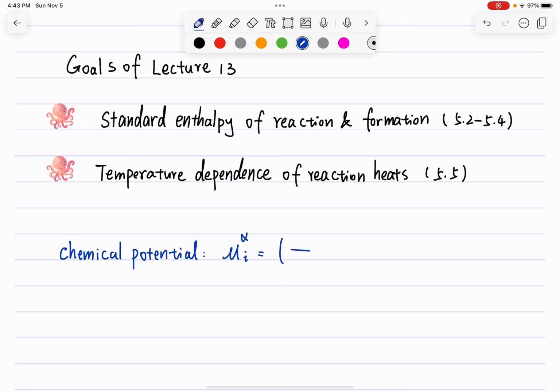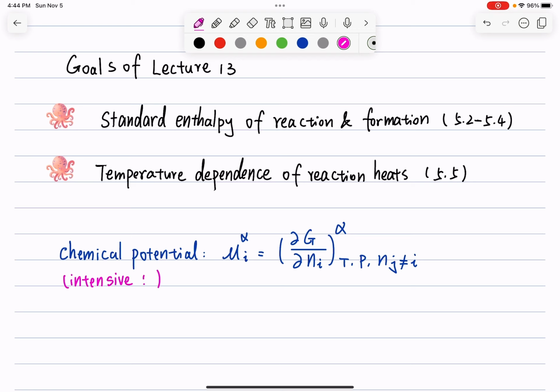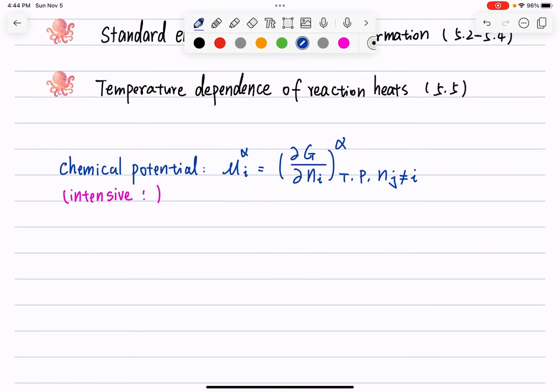the partial derivative of your Gibbs free energy over the number of moles of that substance I, the change of that number of moles of substance I at phase alpha, while holding temperature, pressure, and all other numbers of moles of substances constant for the process. Remember our chemical potential is an intensive property. And we linked chemical potential with equilibrium.